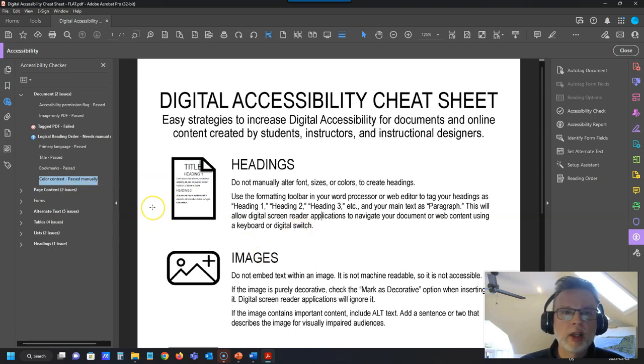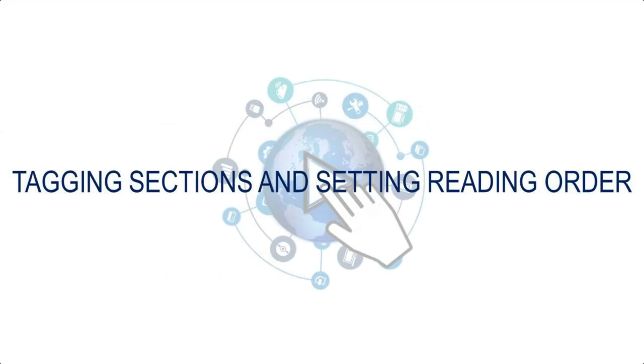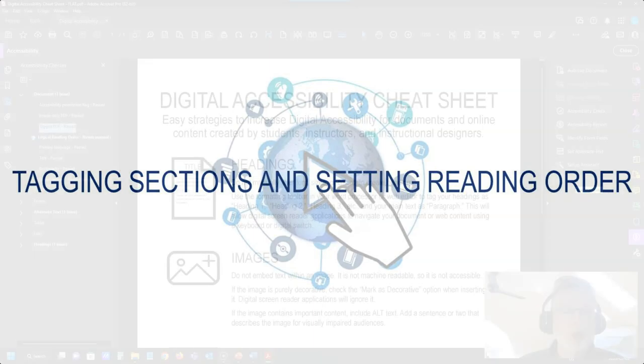So what I'm worried about here now is tagging this document and setting the logical reading order. So I am going to fix this. It has now tagged the document, and now I can check the logical reading order. There's a tool over here that will let you do that called reading order. So let's run a reading order check on this.